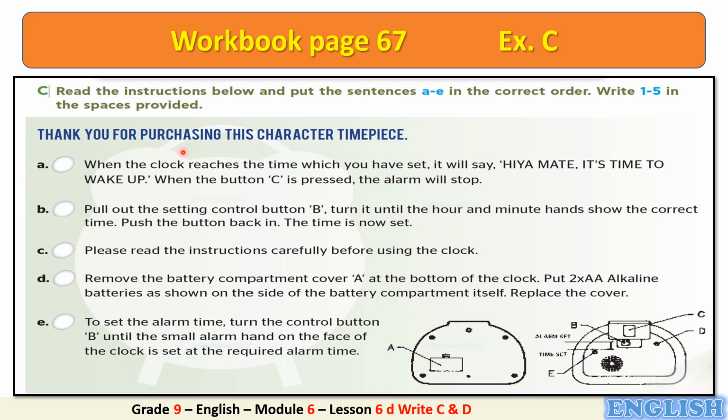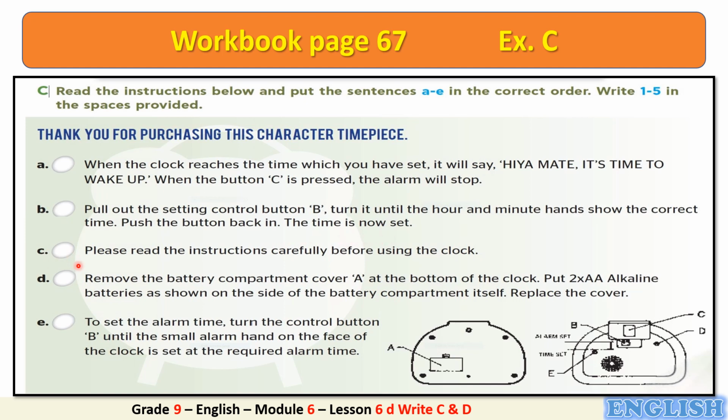Thank you for purchasing this character timepiece. A. When the clock reaches the time which you have set, it will say, "Hey mate, it's time to wake up." When the button C is pressed, the alarm will stop. B. Pull out the setting control button B. Turn it until the hour and minute hands show the correct time. Push the button back in. The time is now set.